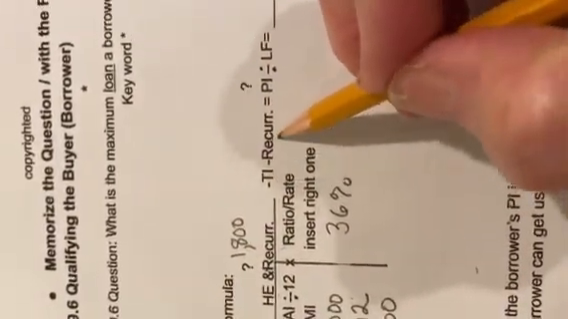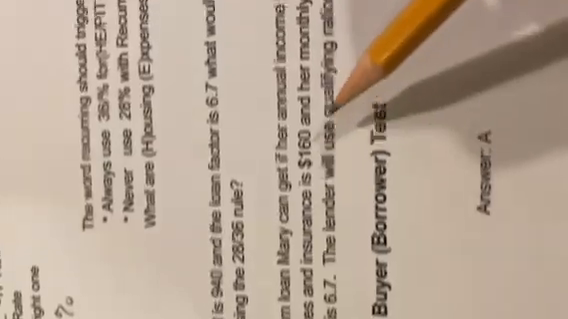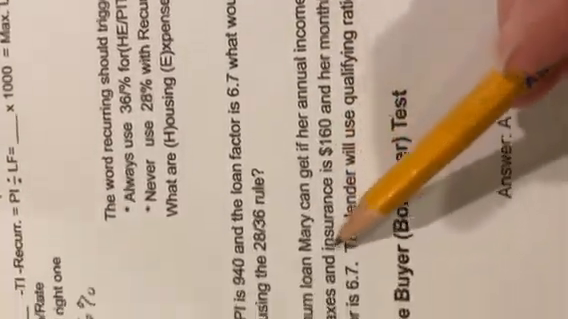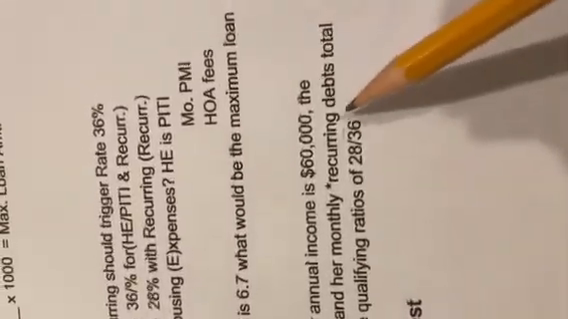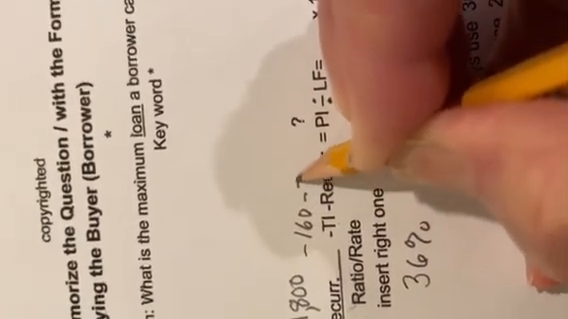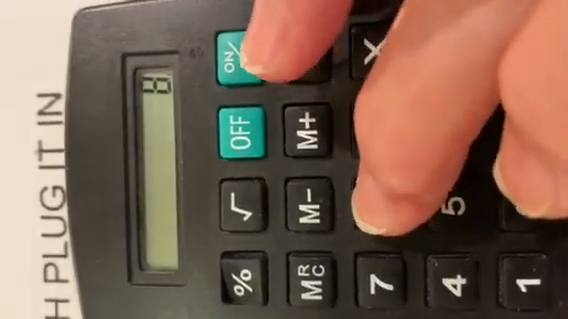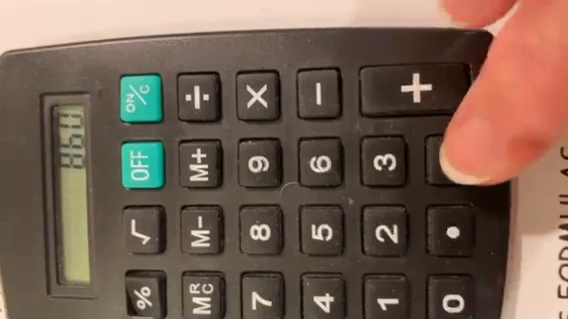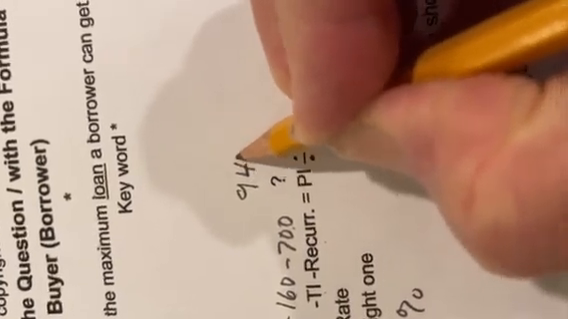Now, minus TI and minus recurring. Look at our problem. We see that the TI, your taxes and insurance, is $160, and then we see that the recurring debts are the total of $700. So we put minus 160 and minus 700, and we can eyeball it and see that that's $860. So we go to our calculator and minus out $860. We have the answer for the PI. Our next question mark is 940.